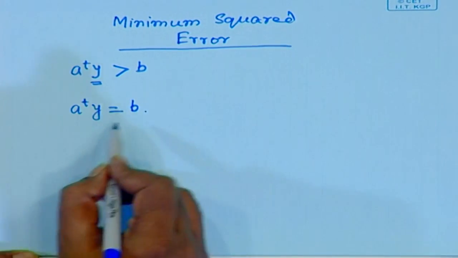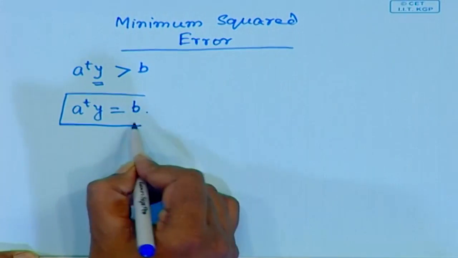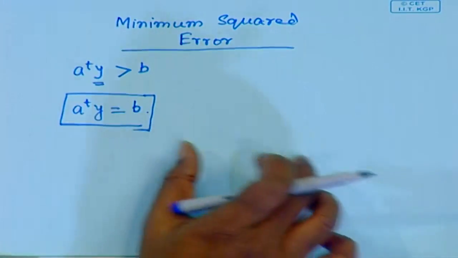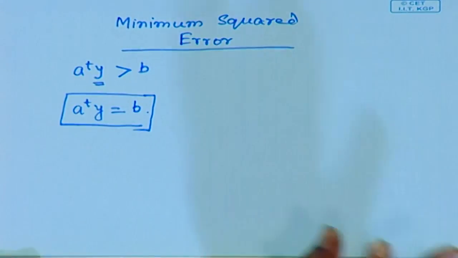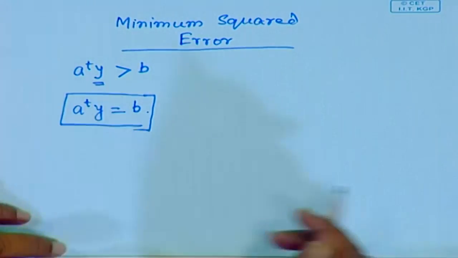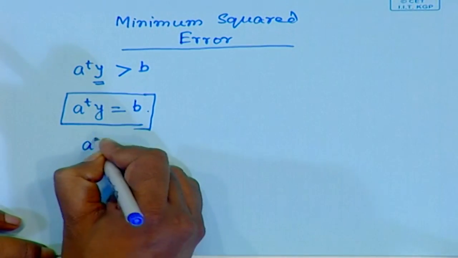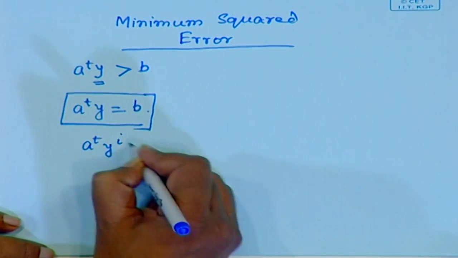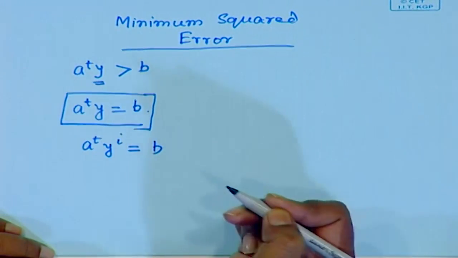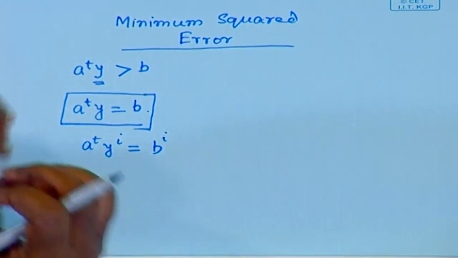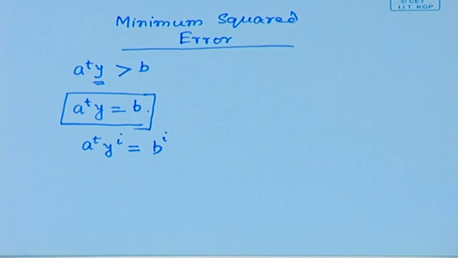Okay. So, I have to get a solution to this equation A transpose Y is equal to B. The solution of this equation can be obtained by this minimum squared error procedure. If I consider the ith sample, my condition will be A transpose Y_i is equal to B, or to be more general, let me assume that this will be B_i, if for every sample I can have different components, or different margins for generalization.